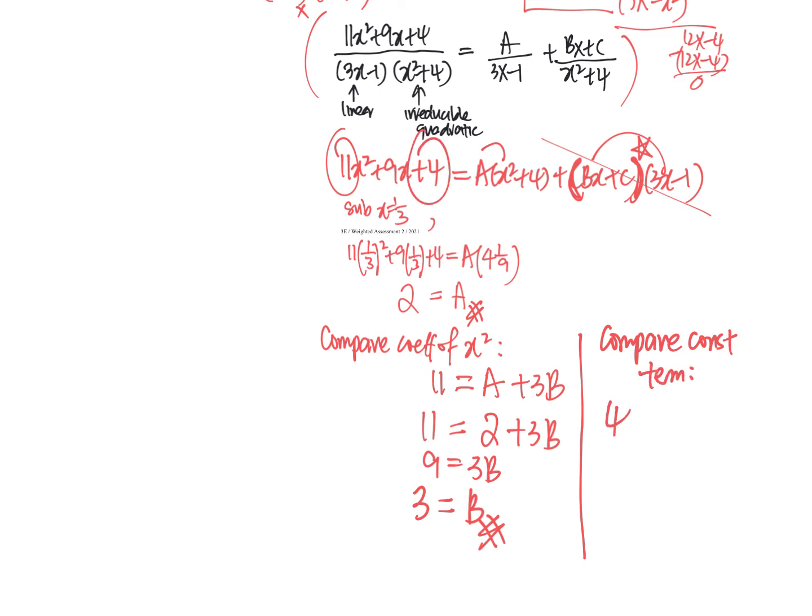So the constant term is 4. And we have 4A plus minus C. So again, A is 2.